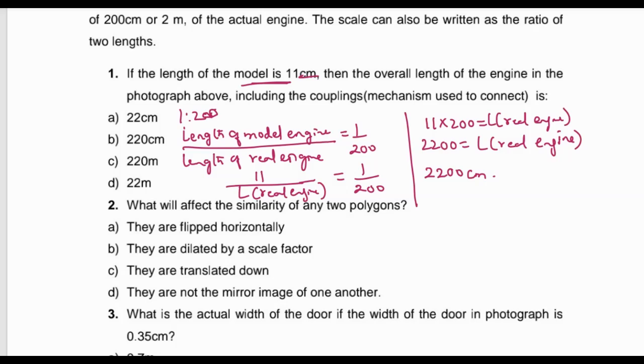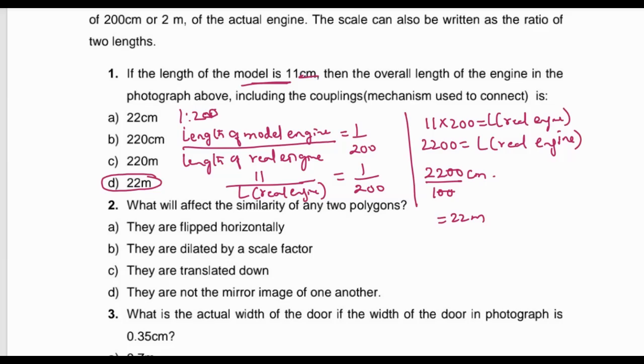Or it will be 22 meters if you divide by 100. Sorry, if you divide by 100, it will convert into meters. So two zeros cancel, so it will become 22 meters. So the answer is 22 meters.